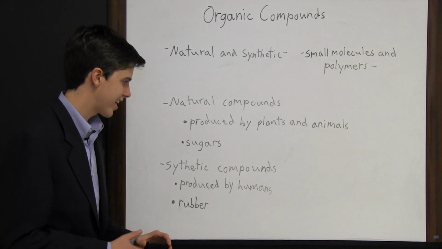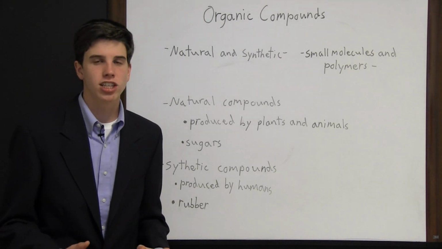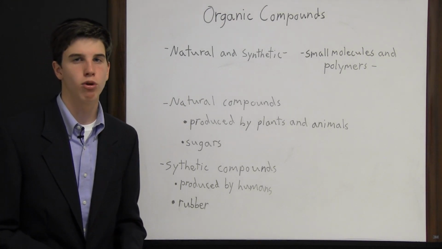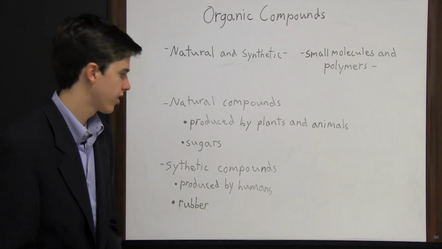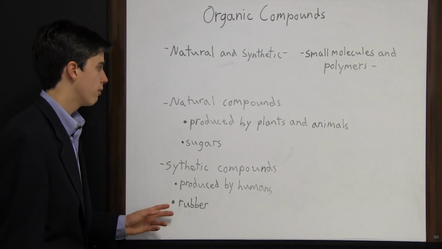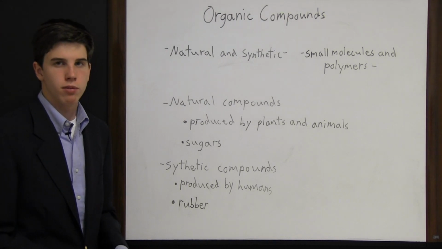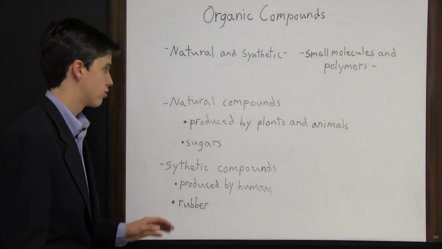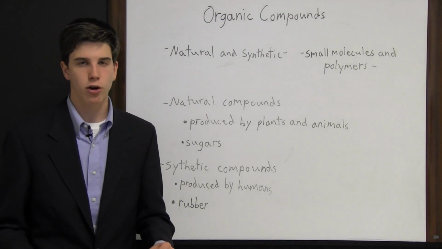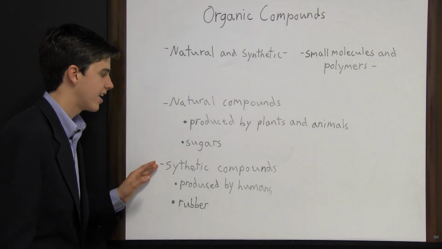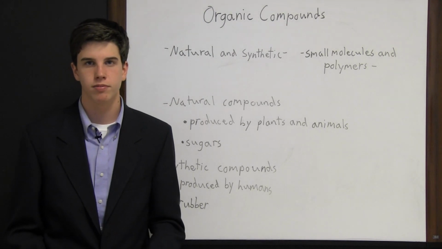Now, sometimes these synthetic compounds can actually also be produced by nature, but for whatever reason, industry has found it more efficient to produce them synthetically. A great example is rubber. Rubber can be produced naturally by plants, but industry today finds it more efficient to synthetically produce rubber. So that's a quick look at organic compounds and how they can be divided up into natural organic compounds and synthetic organic compounds.